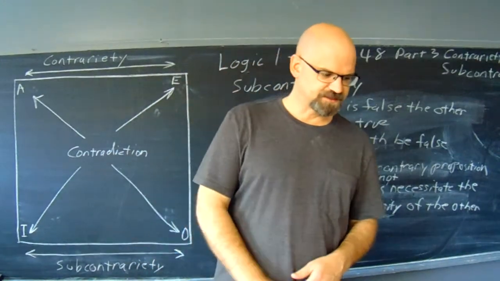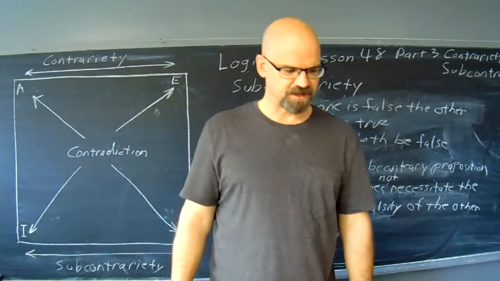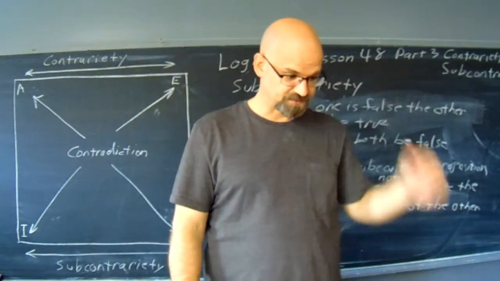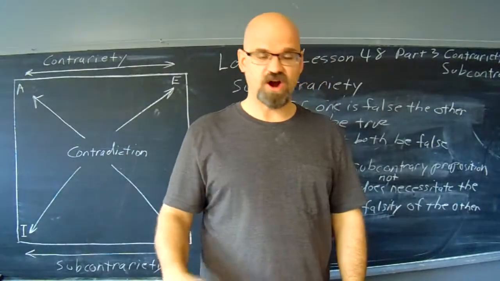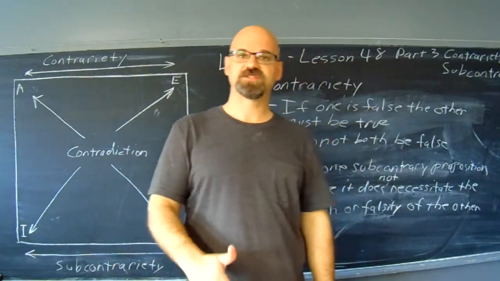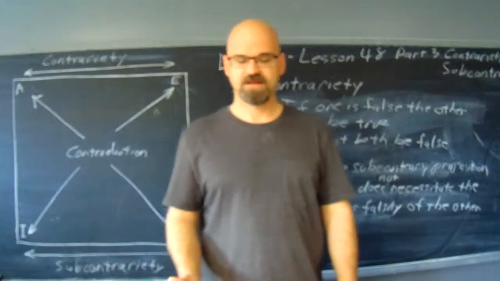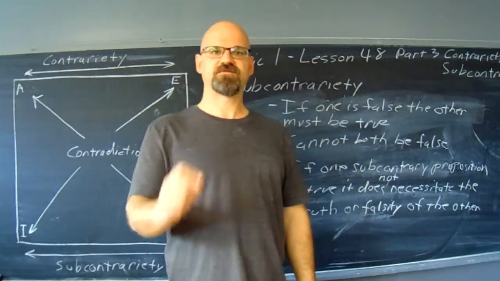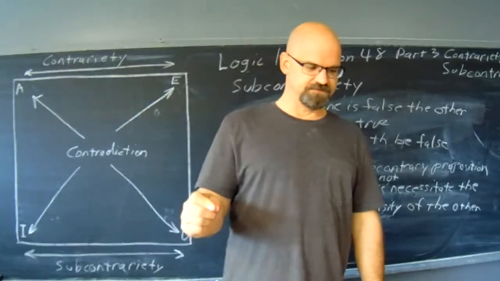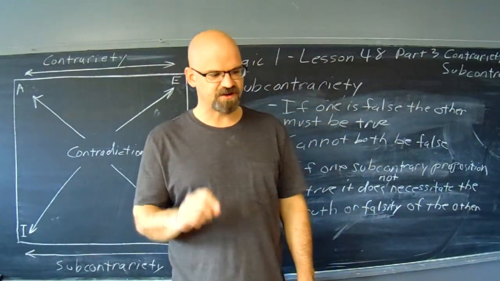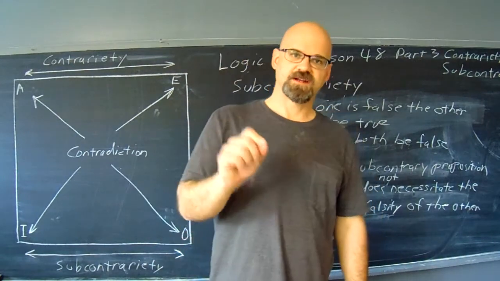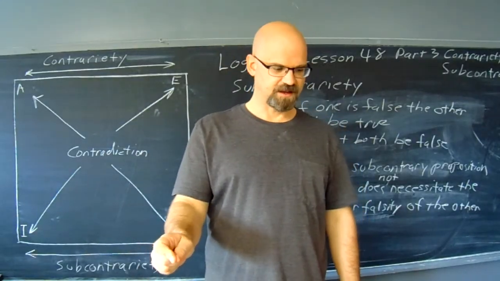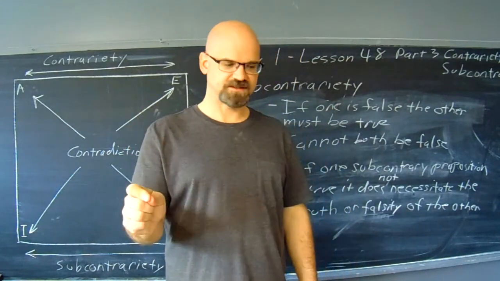Some U.S. residents are U.S. citizens. Some U.S. residents are not U.S. citizens. So the first one is, some U.S. residents are U.S. citizens. What kind of proposition, what kind of statement is that? That, once again, is an I statement, particular affirmative, right? The second one, some U.S. residents are not U.S. citizens. What kind of statement? That is an O statement, okay? Particular negative.